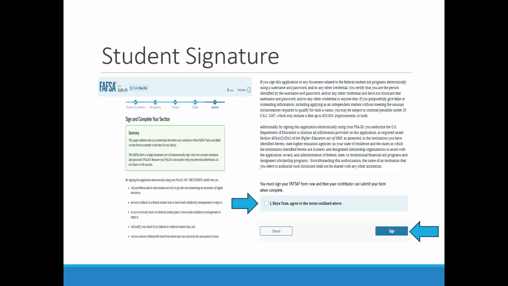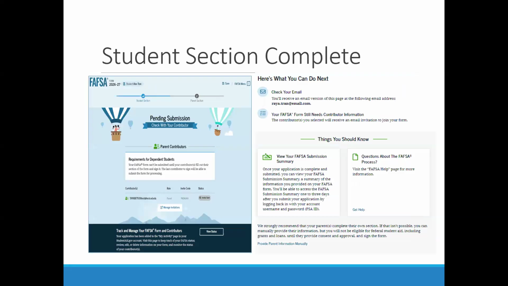And then finally, the student is going to provide their signature. Their FSA ID acts as their electronic signature, so they will go through and agree to the terms and hit the sign button. And then the student section will be complete and the student will see where the FAFSA is in the process. So this is pending submission and the student section is complete. And then what they need to do next. And so the next thing will be the parent section.